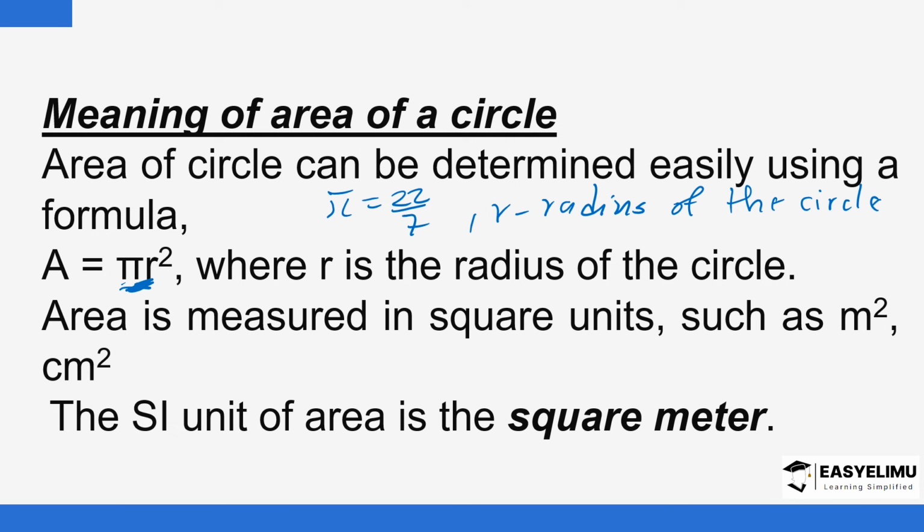So we say that if you have a quantity like area, then it should be measured in some units. Area we measure in square units. So you could talk of square meters, square centimeters, square millimeters, and so on. The SI unit of area is the square meter. The symbol for square meter is m squared, but it's read as the square meter. This is the standard unit of measuring area.